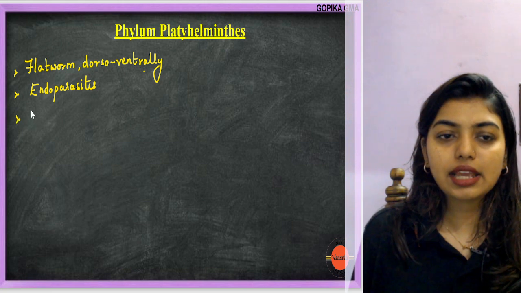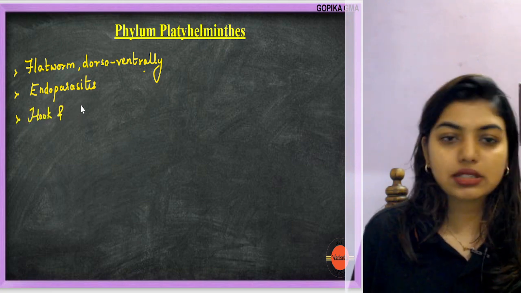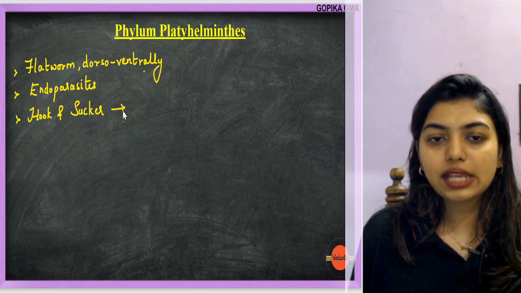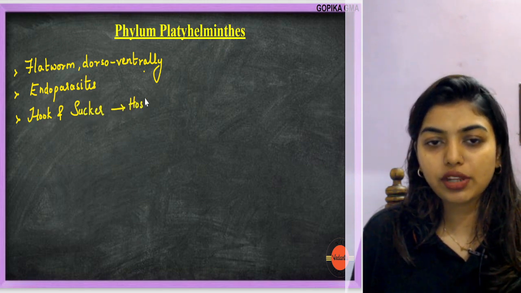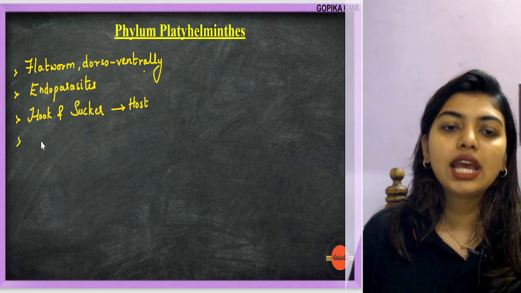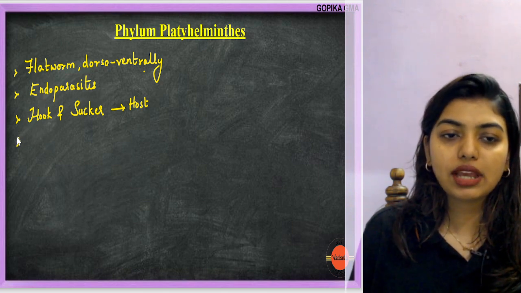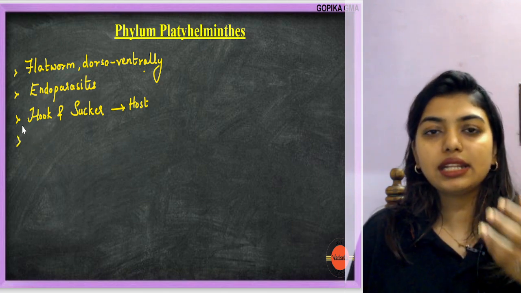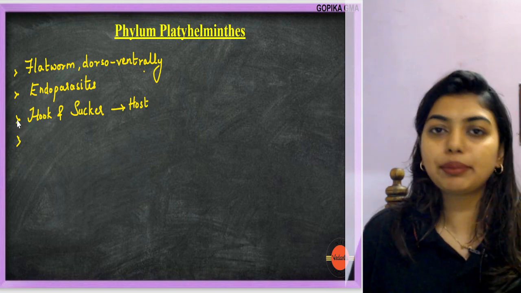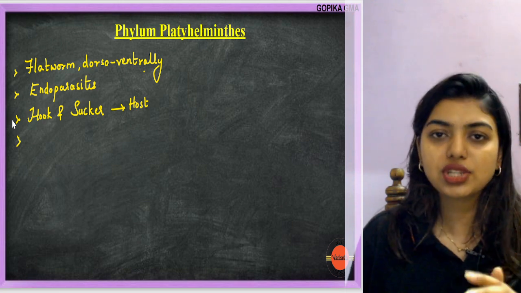And next thing is, they have hooks and suckers. These hooks and suckers let them stay in the host body, and they will absorb the nutrients directly or with the help of hooks and suckers. Now they are flatworms, endoparasites, they have hooks and suckers. Then what else, students? Understand that they are completely dependent on the host for anything, like for survival, they have to have a host.